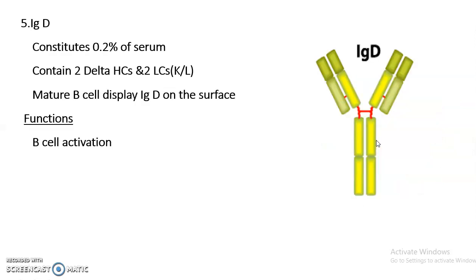And the last class is IgD. It constitutes 0.2% of serum. It contains 2 delta heavy chains and 2 light chains, either kappa or lambda. And it is displayed on the surface of a mature B cell. And its only function is B cell activation.